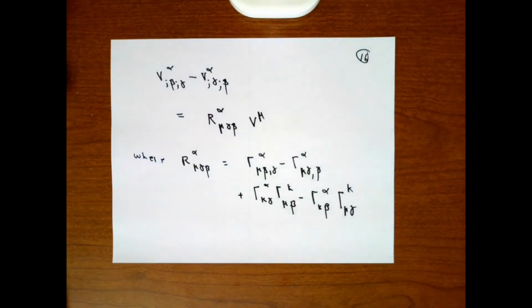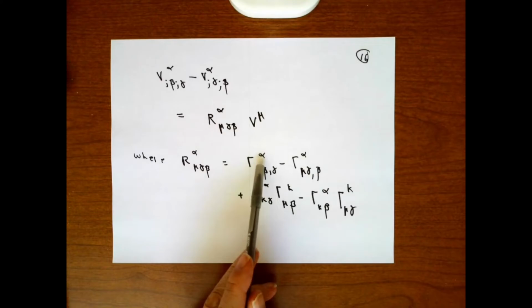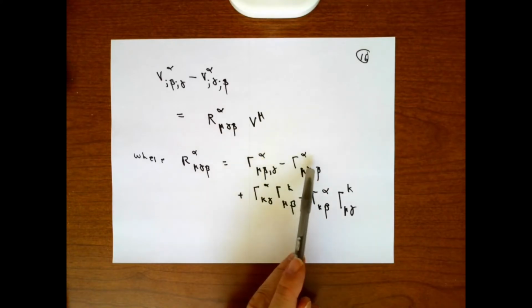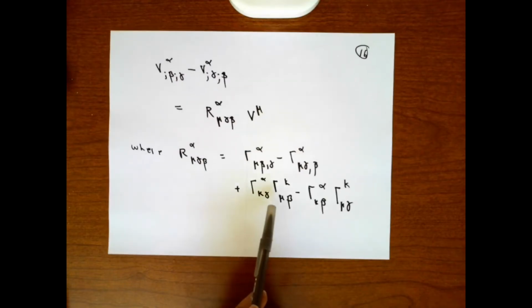We'll make an abbreviation. We're going to call the quantity inside the brackets R alpha mu gamma beta. I'm now adopting the same kind of ordering that most textbooks use. R alpha mu gamma beta is this derivative of a Christoffel symbol minus that derivative of a Christoffel symbol plus this product of two Christoffels minus that product of two Christoffels. It is possible to prove that the R alpha mu gamma betas actually are the components of a 1-3 tensor, but I'm going to avoid talking about that in this video.